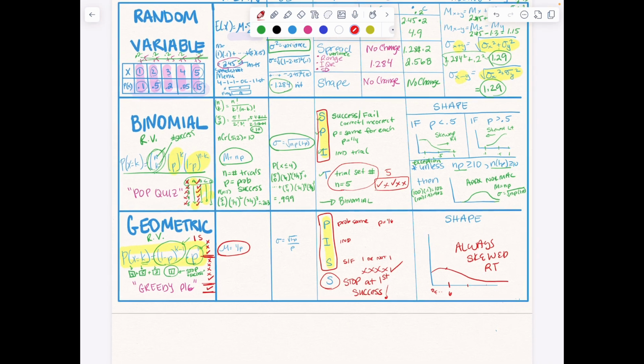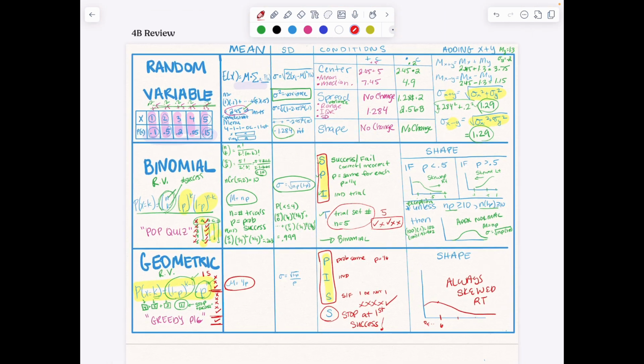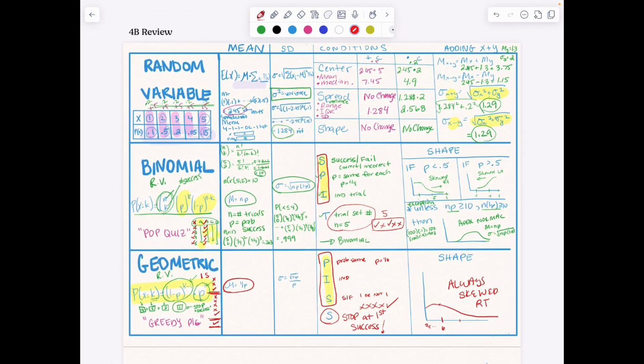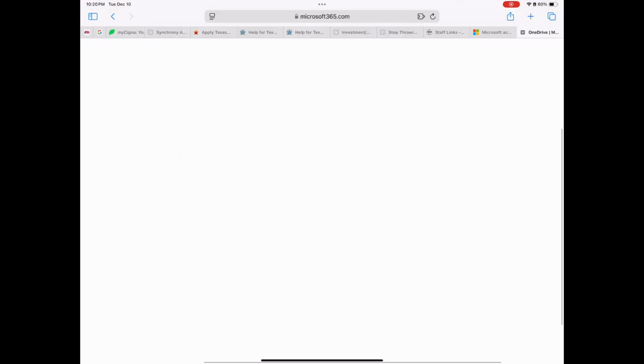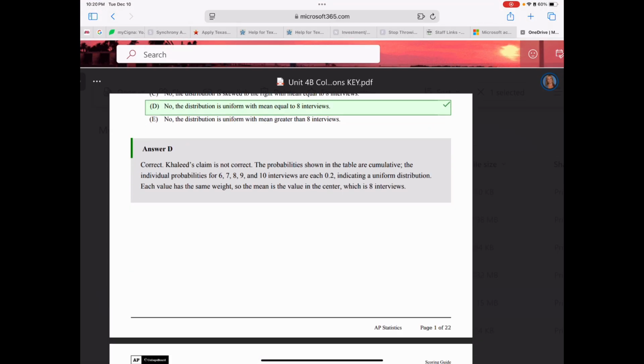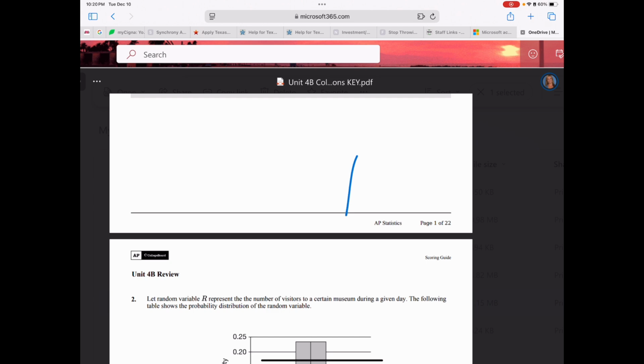So let me zoom out and look at everything all at once. This is kind of what we're going to be tested on. I have a few examples I'll go over with you. I circled some that seem like they might be helpful.